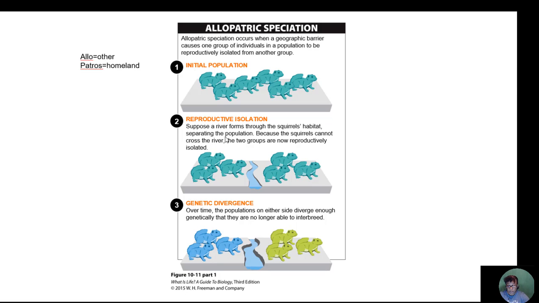So suppose a river forms through the squirrel's habitat, separating these two populations. Now, because the squirrels can't cross the river, the two groups are now reproductively isolated. Over time, the populations on either side can diverge enough genetically that they're no longer able to interbreed, and then we end up with two separate species. That's allopatric speciation. Allos being other, patros being homeland.